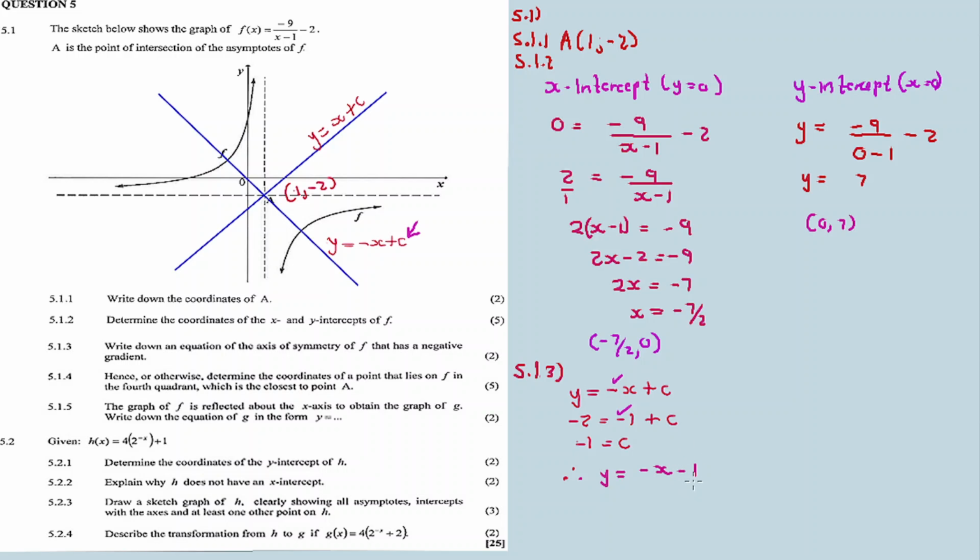So we calculated it here, you see now. Okay, so the equation for the axis of symmetry with a negative gradient is this one. 5.1.4.